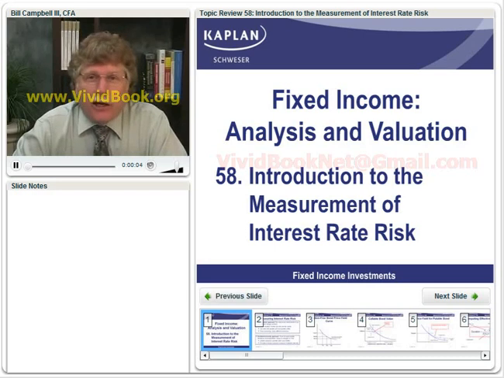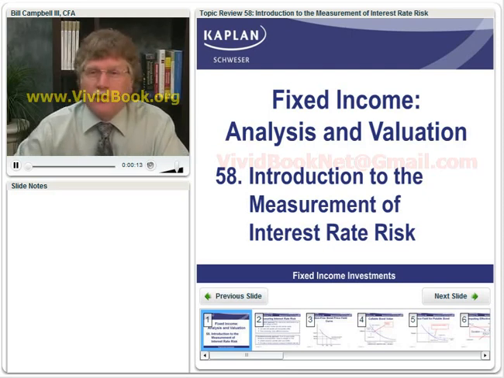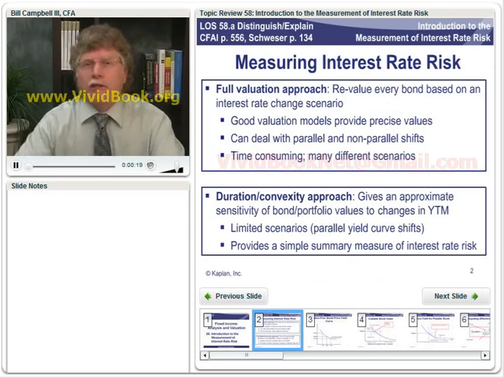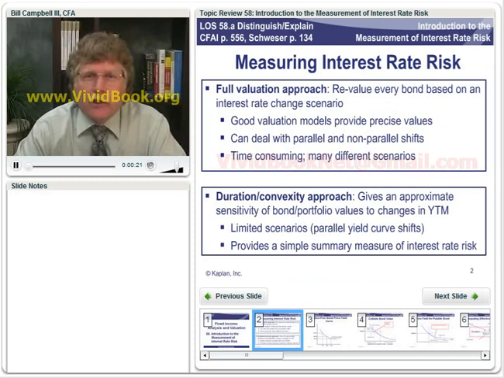We're going to talk about analysis and valuation of fixed income, and today we're going to be talking about measurement of interest rate risk. You're going to love it, so let's get going here. All right, broadly we have two approaches to measuring interest rate risk. One is we can use what we call the full valuation approach.